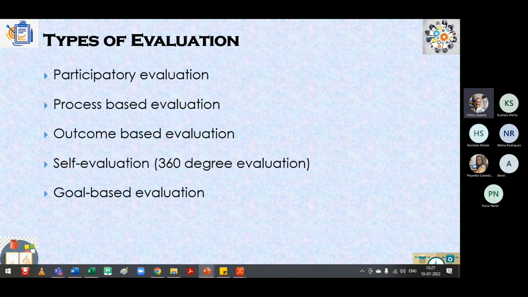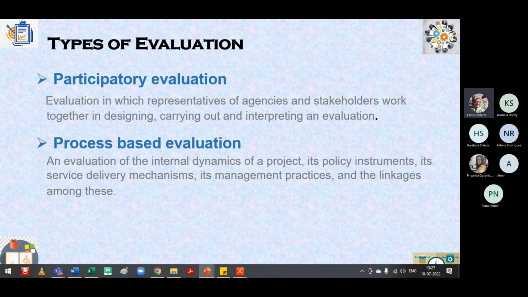Okay, so you have a 360-degree evaluation, and then you have a goal-based evaluation. This is a very broad-based evaluation which only focuses on outcomes, or rather your vision and your mission statements, and says, are you achieving the main mission of your organization and your project? Okay, so let's go into some of these things.